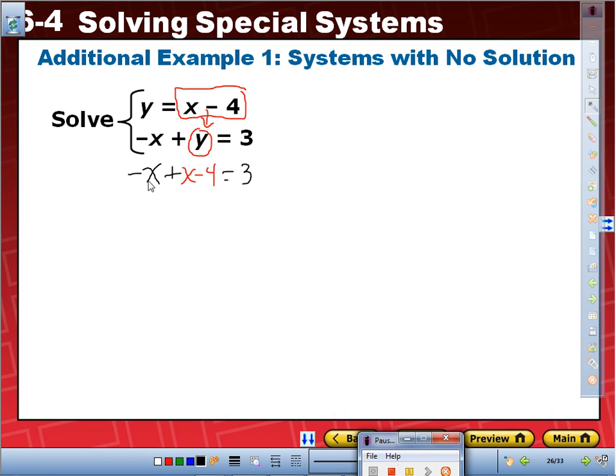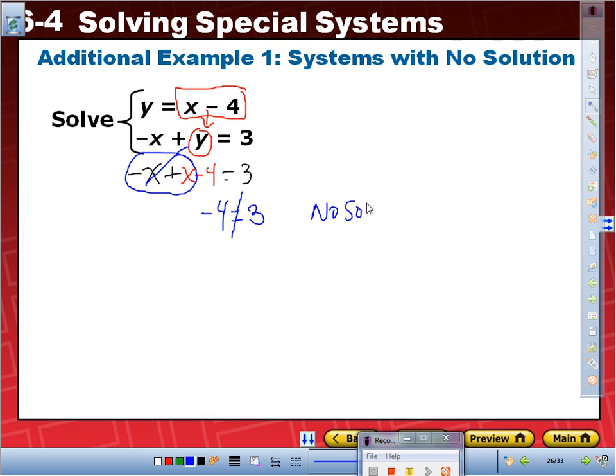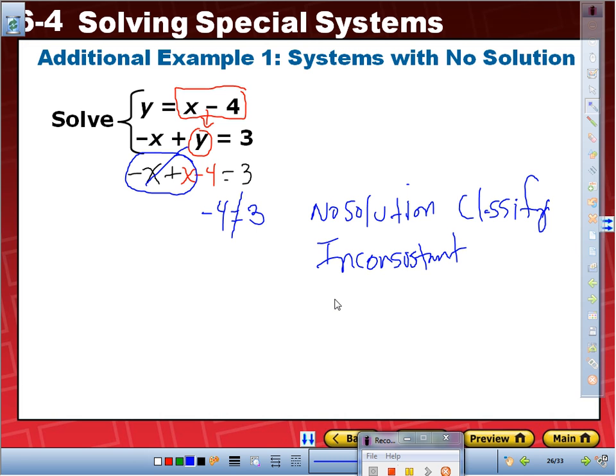All right, so let's continue. Can we combine like terms right there? Yes, right here. What is x minus x? And we're left with negative 4 equals 3. Is that true? No. Therefore, this is no solution. That's it. Let's classify this. If I ask you to classify, that means give it a name. If it has no solution, what kind of system is it? Inconsistent. Really simple, right?